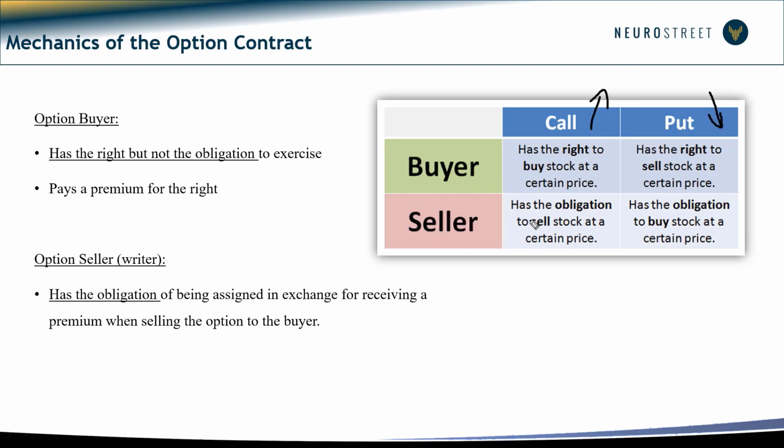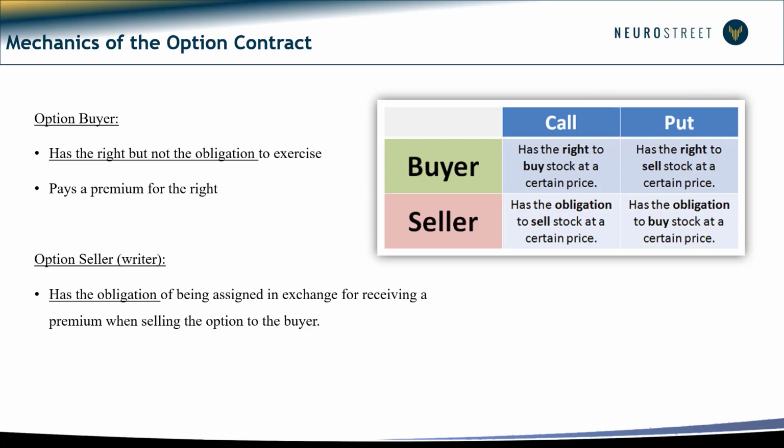A seller has the obligation to sell the stock at a certain price. So when you sell options, you're a writer of the options contract, and as a call seller, you have an obligation to sell the stock at a certain price. And as a put seller, you have the obligation to buy the stock at a certain price. And so we're going to talk about buying options versus selling options.